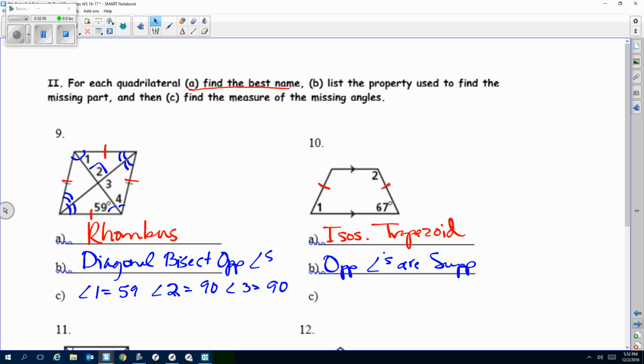On 10, hopefully you see it's the isosceles trapezoid, because we have 2 non-parallel sides that are congruent. Opposite angles are supplementary, and the base angles are congruent. So right here, this is a base angle, this is a base angle, and we have base angles at the top. The ones that are opposite each other are congruent, so we know 1 is 67, and we should be able to get angle 2.